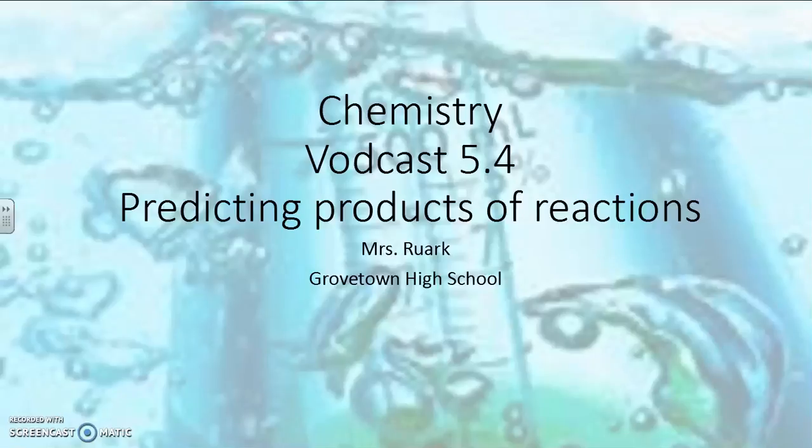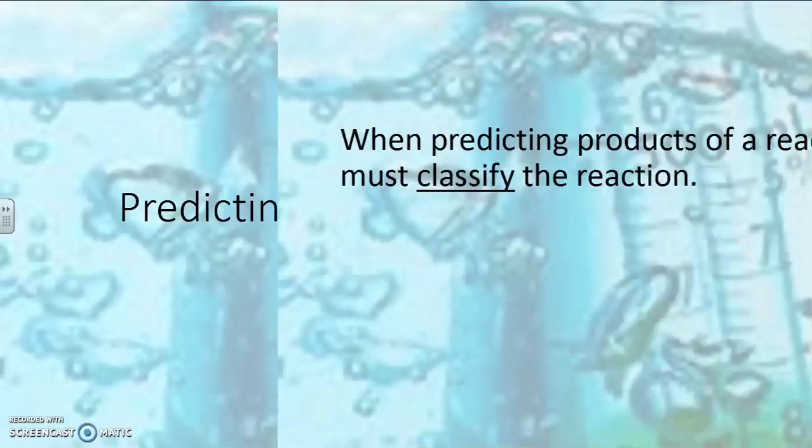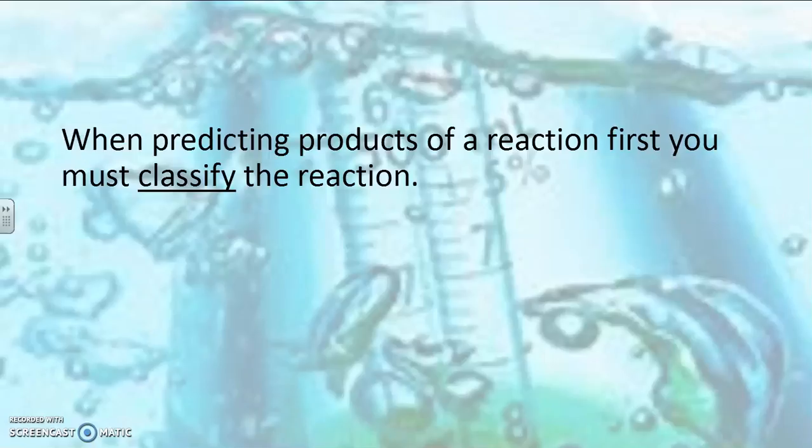This is Vodcast 5.4. We're talking about predicting products of reactions. All right, so when you predict products of a reaction, first you have to be able to classify the reaction so that you can determine what kind of product it will make. Okay, so remember there are different ways you can classify a reaction.